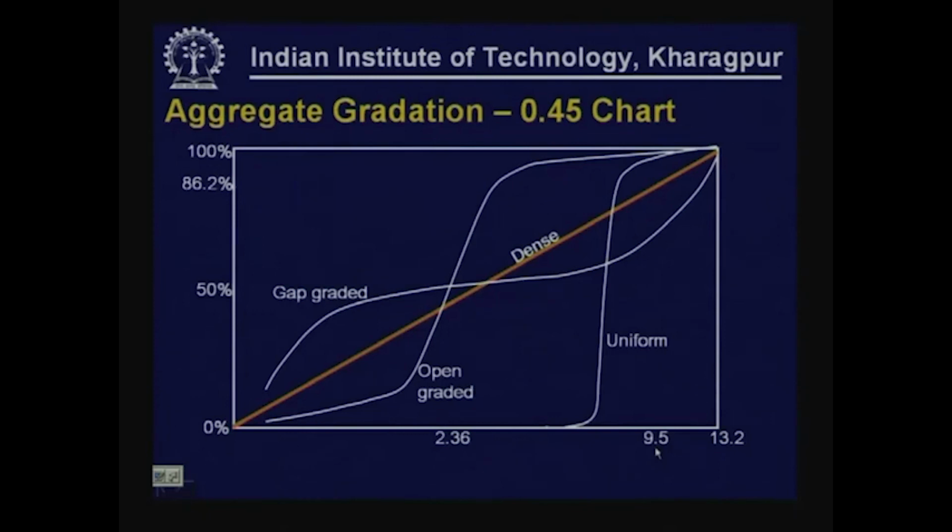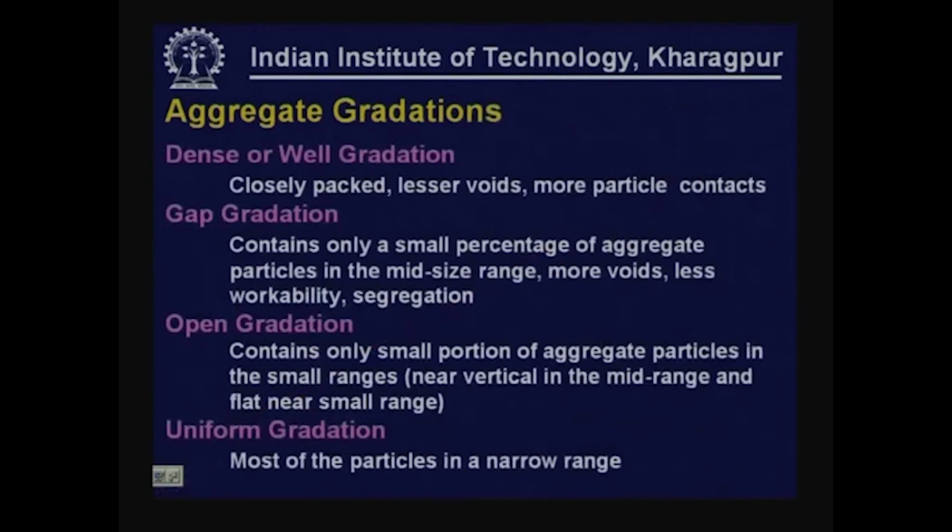In this case, the red line represents the dense gradation for a maximum aggregate size of 13.2. Compared to that, I had drawn different aggregate gradations. You can see they are different in shapes. I have labeled them as uniform, open graded and gap graded gradations. We will see what is the meaning of each one of these gradations.